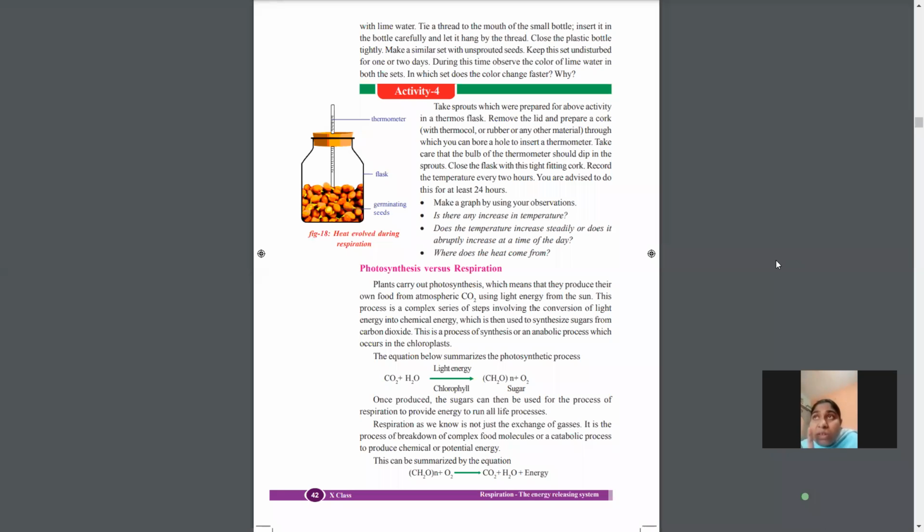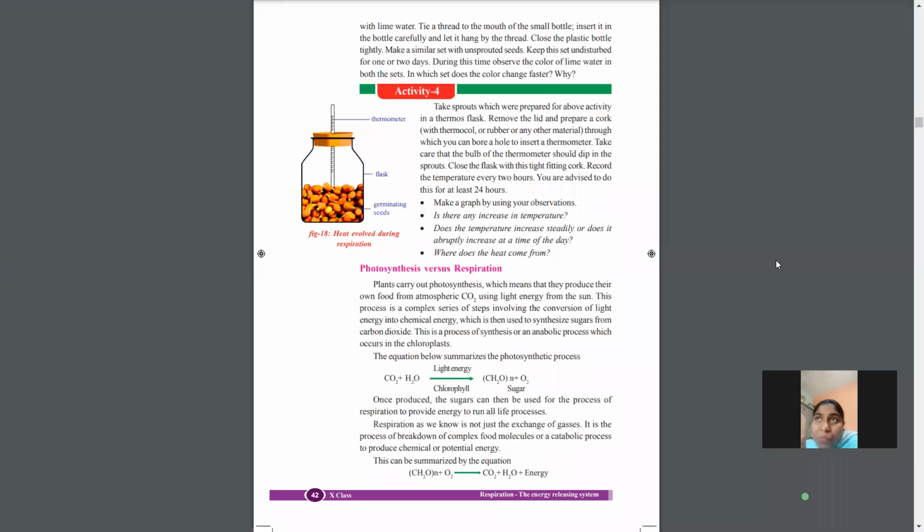Then you had to observe in which case the lime water is changing faster. We have seen in the previous experiments that whenever carbon dioxide passes through lime water, it changes into a milky condition. So you had to observe the same in both cases. That is activity 3.